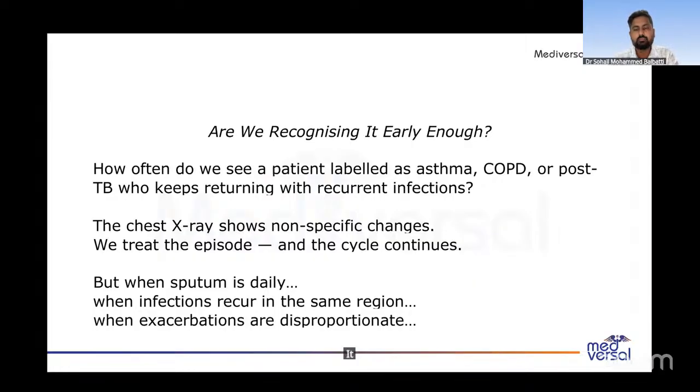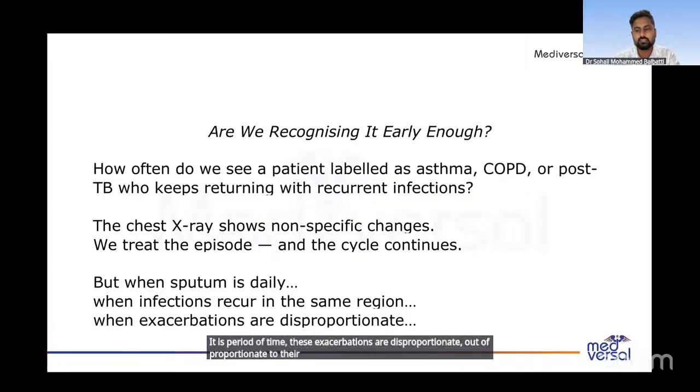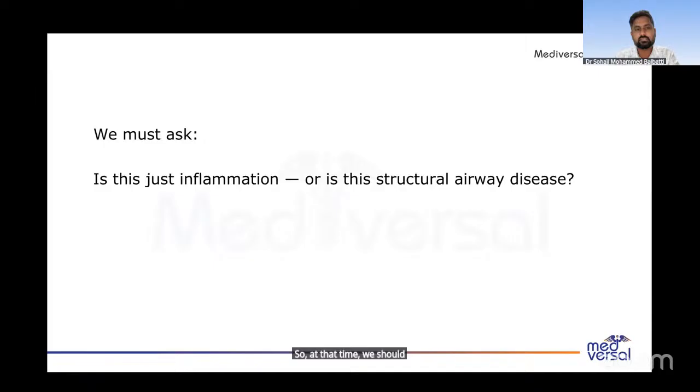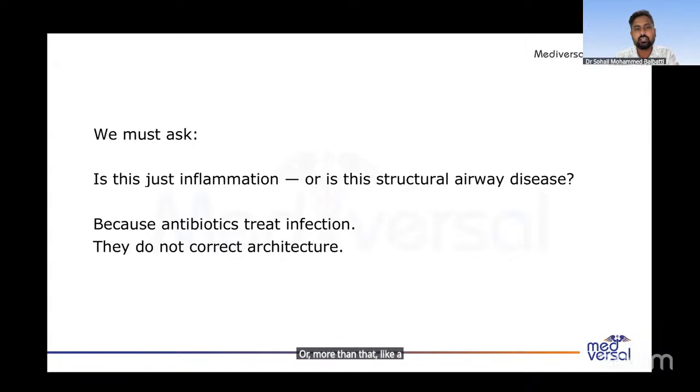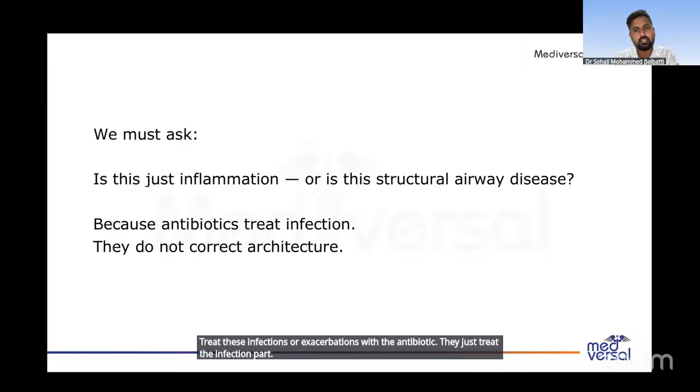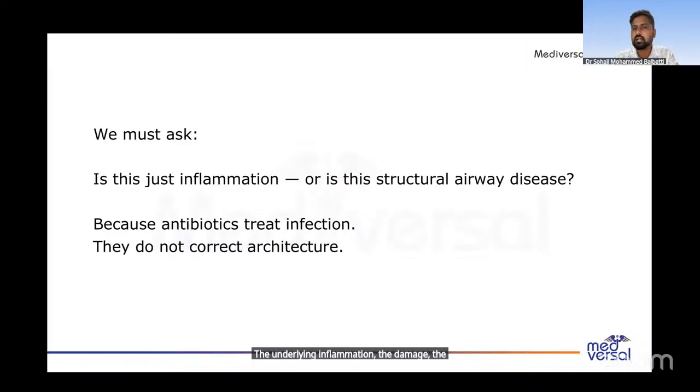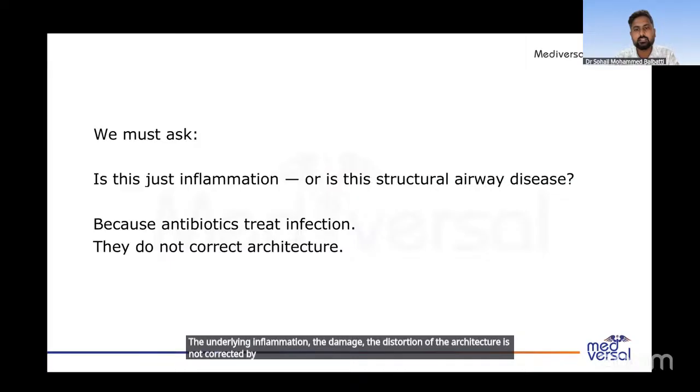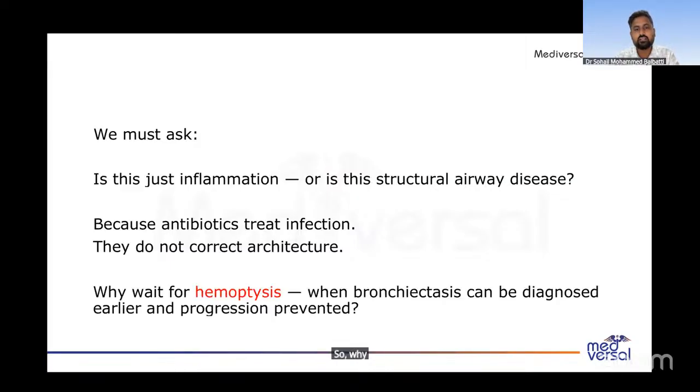At a point in time, these exacerbations are out of proportion to their disease. At that time, we should ask ourselves, is this just inflammation, or more than that, a structural airway disease? Because when we treat these infections or exacerbations with antibiotics, they treat only the infection part. The underlying inflammation, the damage, and the distortion of the architecture are not corrected by these antibiotics. So why should we wait for hemoptysis for a patient to be labeled as bronchiectasis, when it can be diagnosed earlier and the progression of the disease can be prevented?